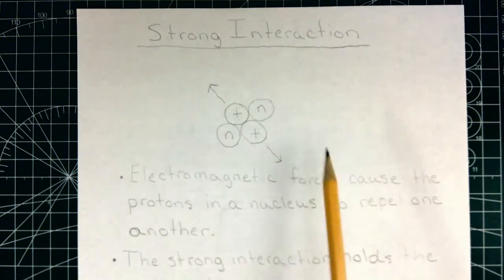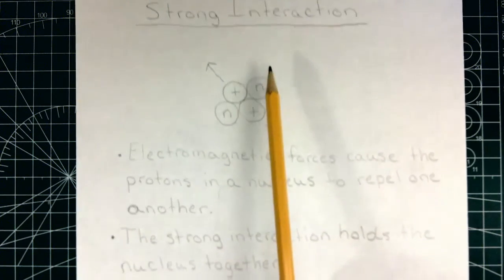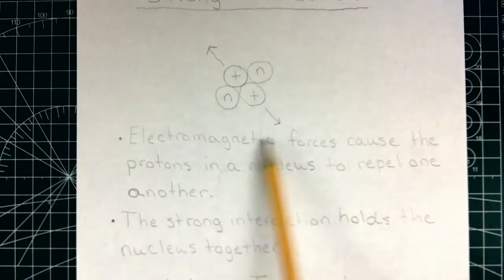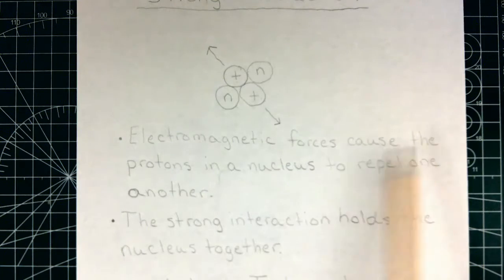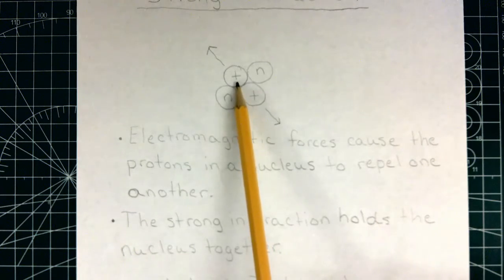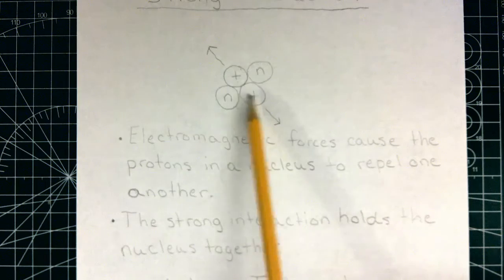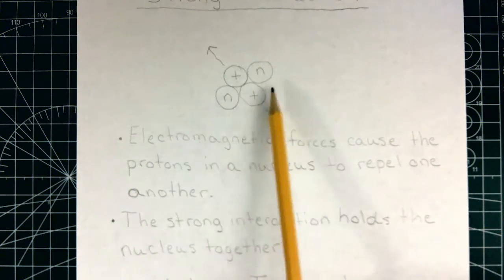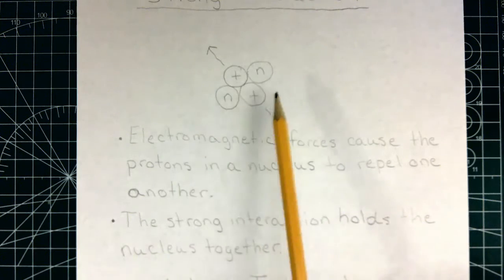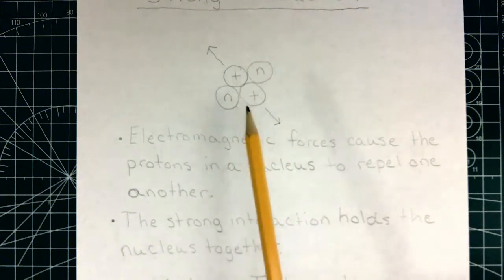And the strong interaction is responsible for holding the nucleus together. So electromagnetic forces cause the protons in a nucleus to repel one another. So if you've ever tried to hold the positive end of one magnet to the positive end of another magnet, you'll know that they repel each other. And those forces are at play inside of a nucleus as well. Something is holding this all together, and that is the strong interaction.